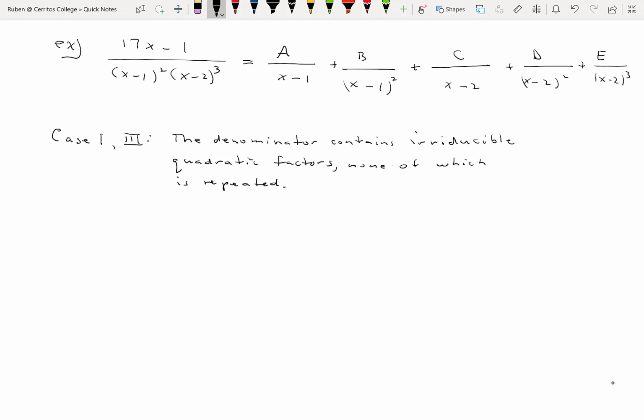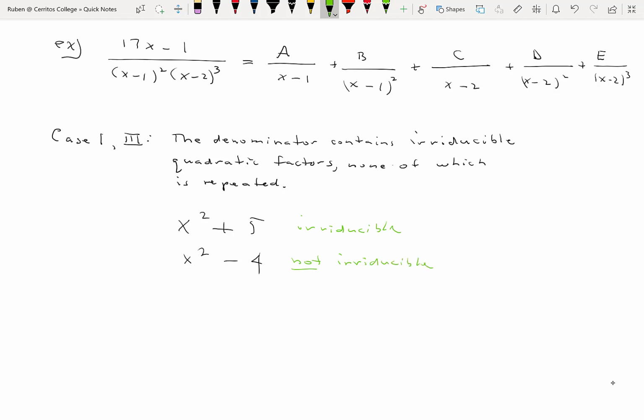So x squared plus 5 is irreducible, but x squared minus 4 is reducible. We could factor it into x minus 2 times x plus 2. So the x squared plus 5 would be irreducible, and x squared minus 4 is not irreducible. It's like a double negative. Not irreducible means it's reducible.